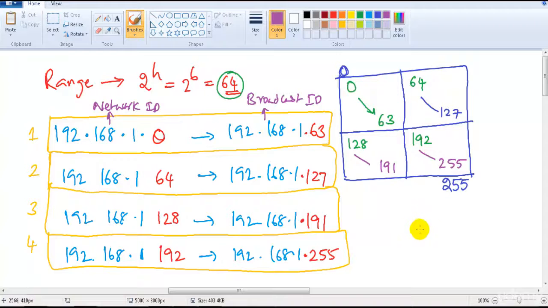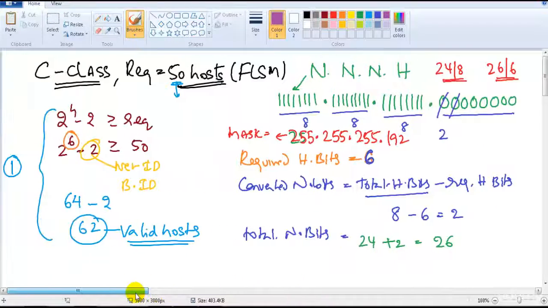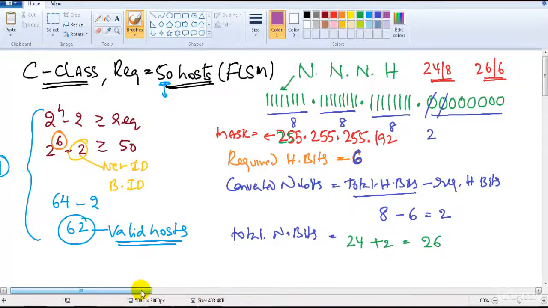Now this is a very basic subnetting, the first example of subnetting. Like that, we can do some more examples by taking different cases in our next session.